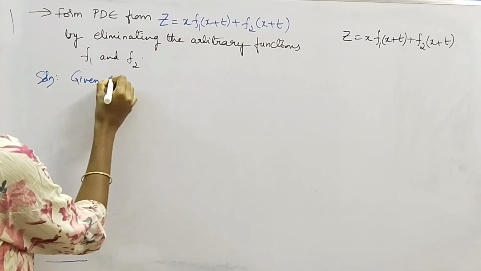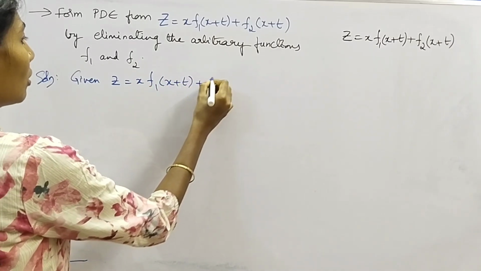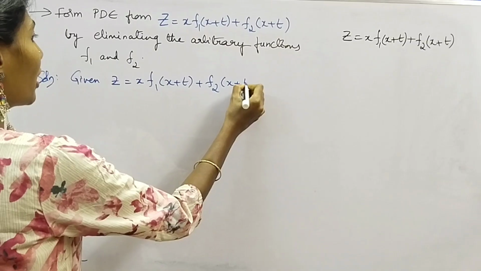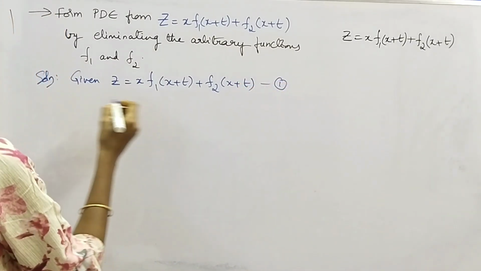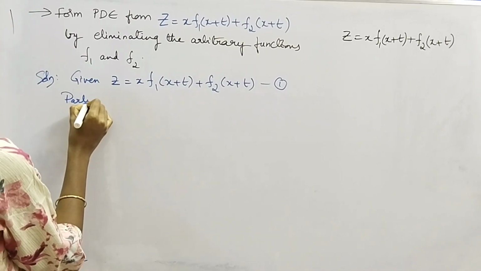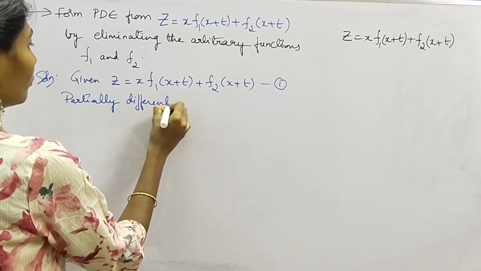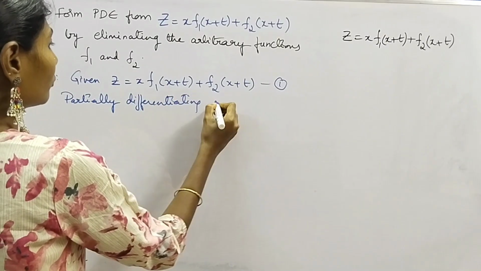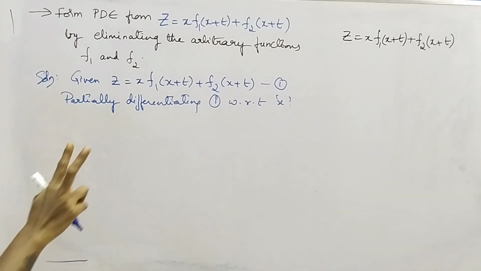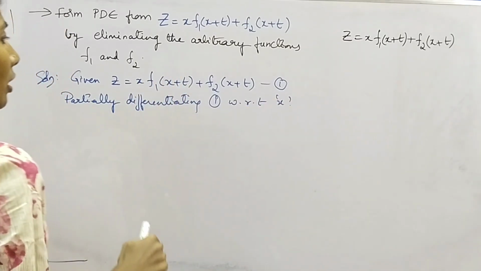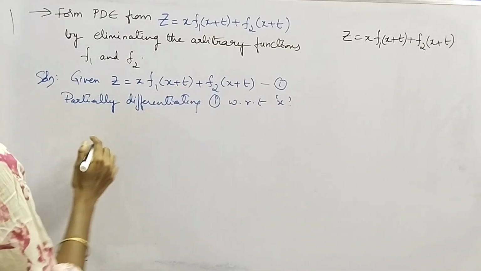Given z equal to x into f1 of x plus t plus f2 of x plus t, right? Consider it as equation number 1. Now let's partially differentiate it with respect to x. Here we have two independent variables, x and t, okay? Fine. Now just apply dou by dou x on both sides of the equation.